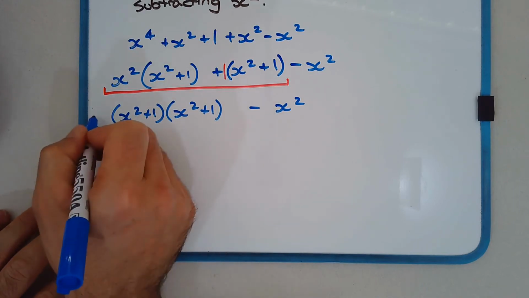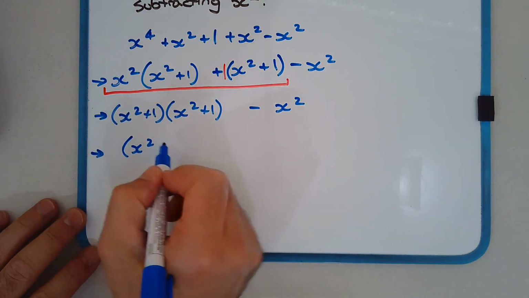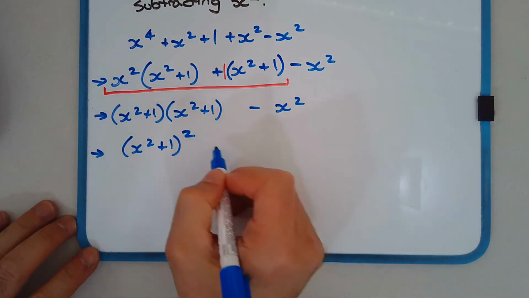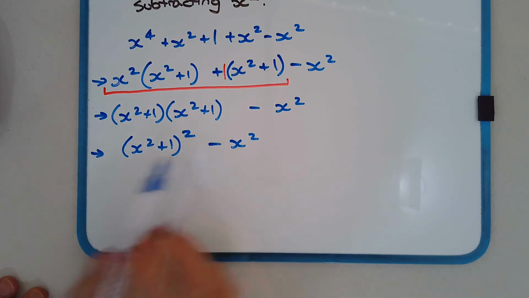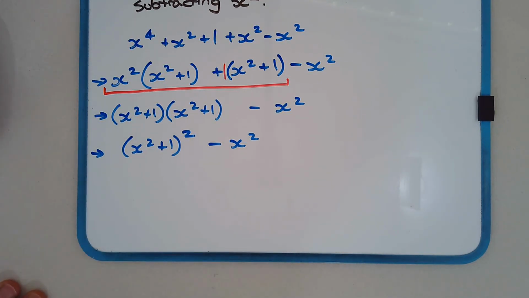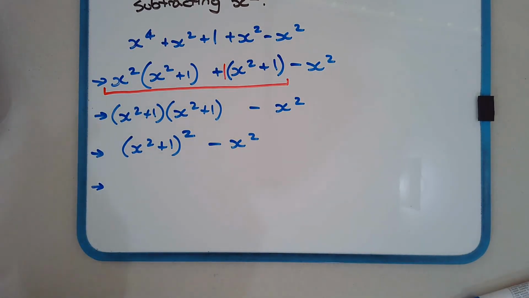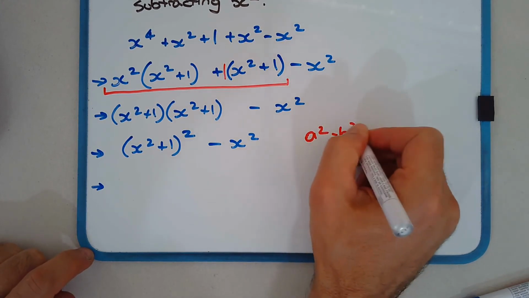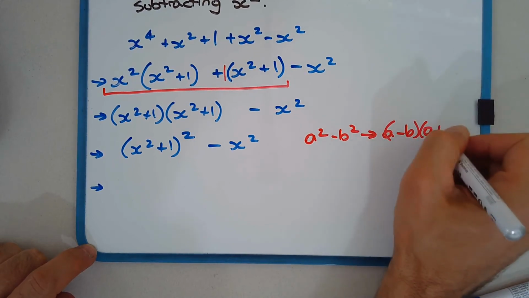So moving on, next line. This is x squared plus 1 all squared minus x squared. This is just expressing the perfect square in index form, using the power of 2 there. And we can see here that we have a difference of 2 squares, and that can be factorized, of course. If you recall, if you have a squared minus b squared, that's the same as a minus b, a plus b.